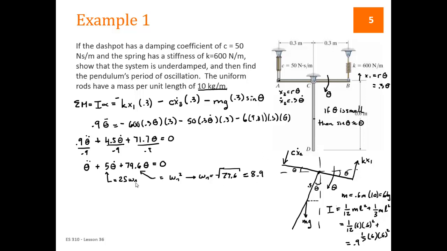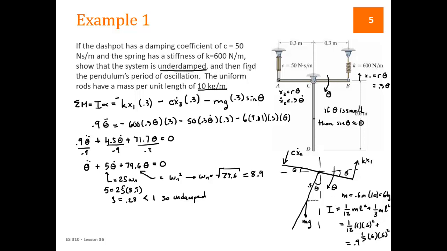Plug in 8.9 over here, we get 5 is equal to 2 zeta times 8.9. So zeta is equal to 0.28. So what did it ask us to do? We needed to show that the system is underdamped. Well, 0.28 is less than 1, so underdamped.